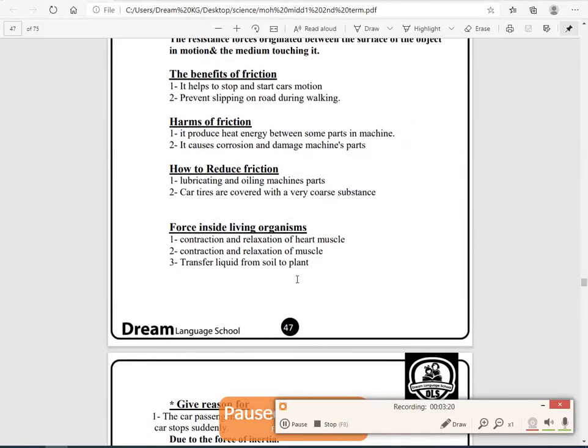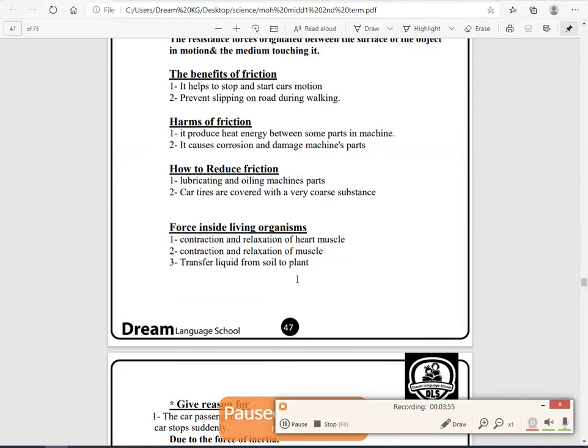Finally, we need to talk about the forces inside living organisms, which are called biological forces, like the contraction and relaxation of the heart muscles. Contraction and relaxation of heart muscle help the heart to pump blood all over the body. Contraction and relaxation of muscle help the body to move and transfer liquid from the soil to the plant as a force, and the transference of liquid is moving against the force of gravity.